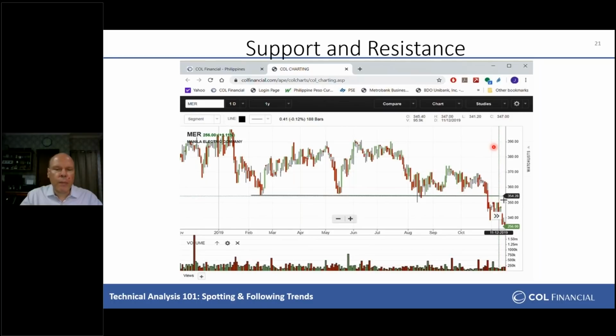Okay, so it puts a shelf in price, and every time it bounces off here, this is a good time to buy. As long as prices do not break the lower end, it's a good time to buy. A good time to take profit is every time it hits the ceiling of this area.